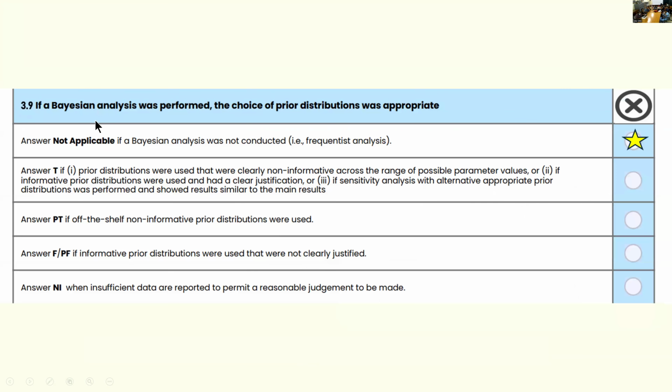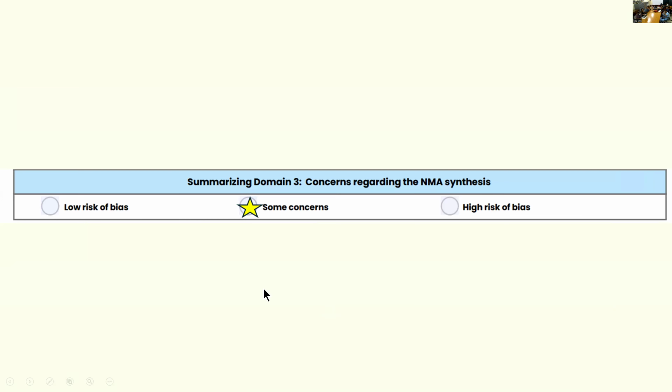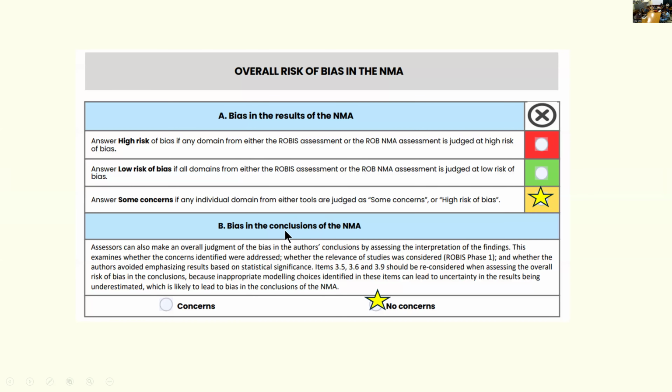Next thing is, if a Bayesian analysis was performed, was the choice of prior distributions appropriate? So it was not applicable because ours was a frequentist analysis. So overall, for domain 3, I would say there were some concerns regarding the NMA synthesis. And putting it all together, for the bias in the results of the NMA, I have used the NMA network and I have put it as moderate risk. So some concerns are there in the risk of bias.